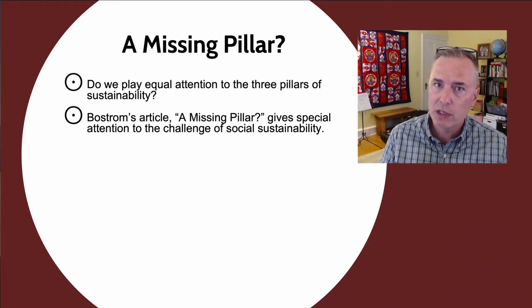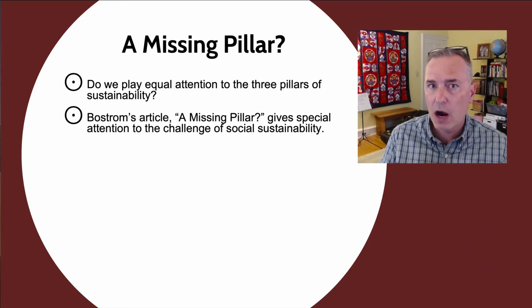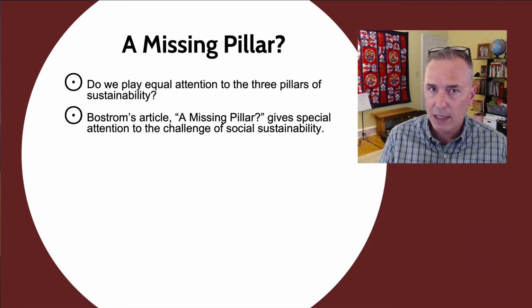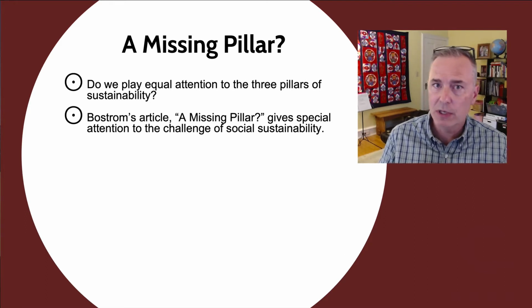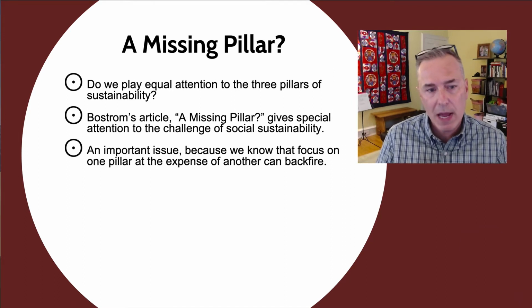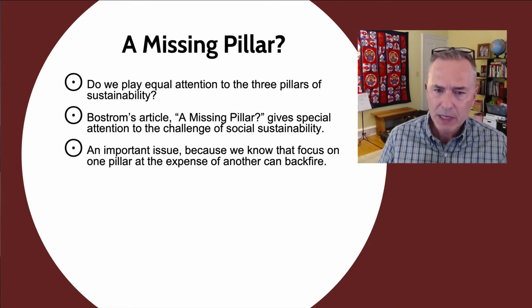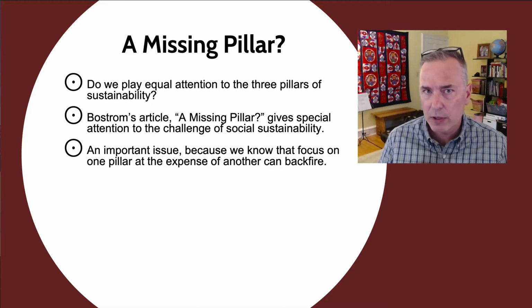The social dimension is still the one that oftentimes is harder to get a handle on, harder for us to really say what it is and to measure it too, to put it into some kind of either quantitative or qualitative format that would help us. It's an important issue because if we focus on one pillar or 2 pillars more so than another, it can backfire.